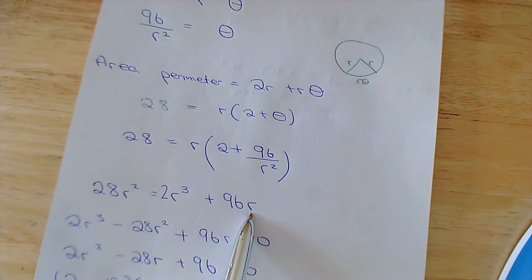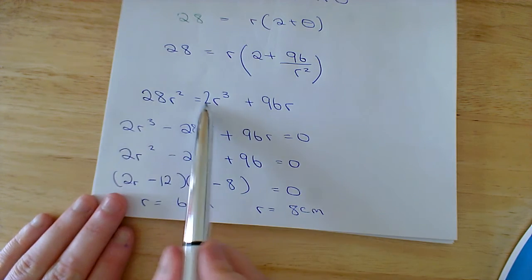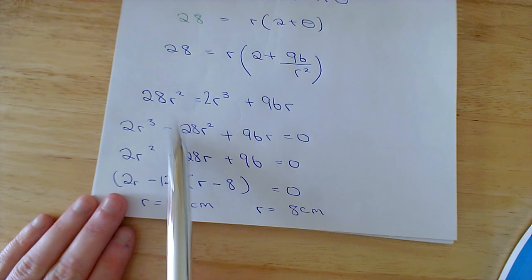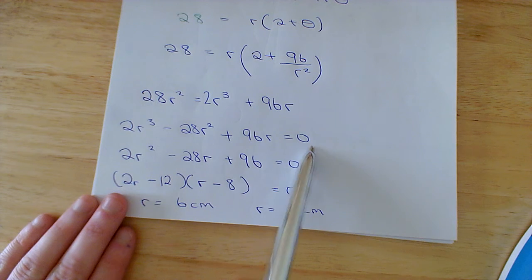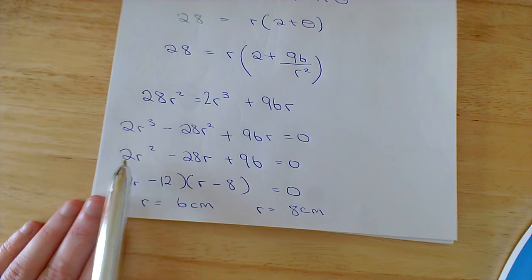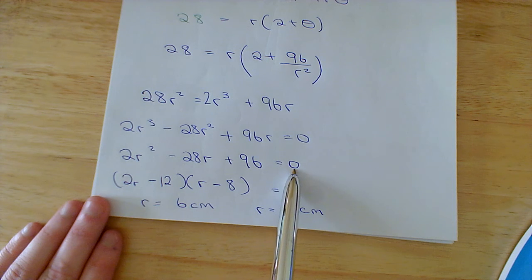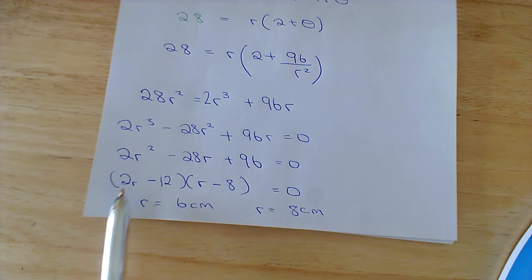cubed plus 96 r. So I have 2r cubed, bring over my 28 r squared becomes minus 28 r squared, plus 96r is equal to 0. Now I'm just going to divide across by r, my common factor, so I am left with 2r squared minus 28r plus 96 equals 0. I have a quadratic here, and that's what I'm going to solve for my radius.